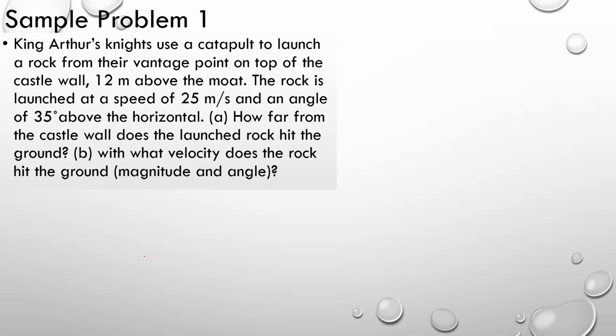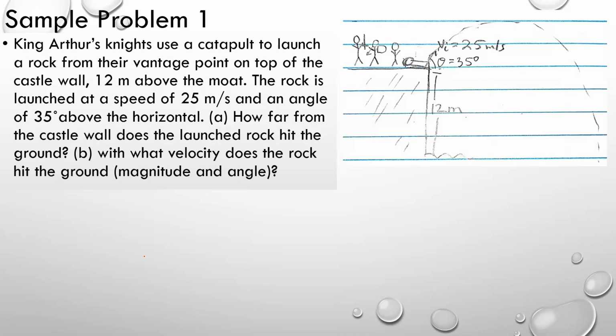So let's use one of our tips. Let's draw this out. So that's my lovely drawing of knights, and here's the catapult, and it is launched at this speed, at this angle. It'll make a trajectory, something like that. And we know it's 12 meters above the moat. So for part A, we want to find this distance here.